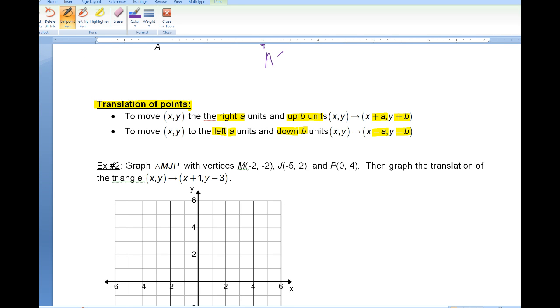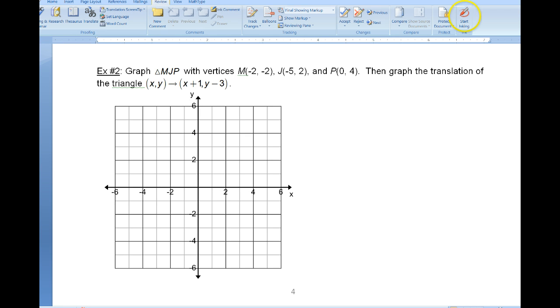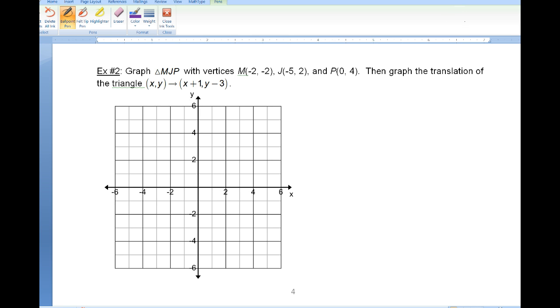So let's look at the next example. Let's graph the original. On your papers, go ahead and graph the first triangle that's listed. Right here, guys. You'll see the translation is actually written out for you. So start with the first triangle. Here's M. J is -5, 2. And then 0, 4. Okay, so here's my original.